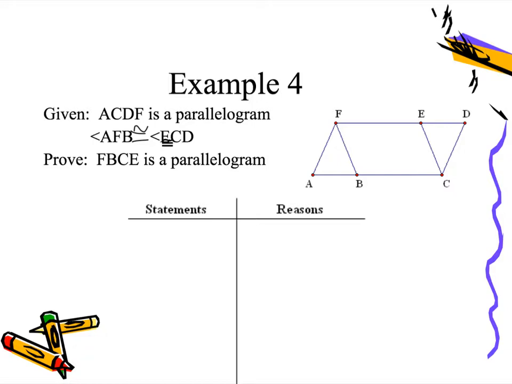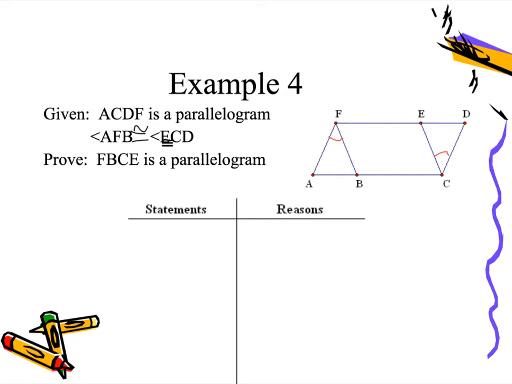Alrighty, so I've got ACDF is a parallelogram, so I get all the information of a parallelogram. Opposite sides congruent, opposite sides parallel, opposite angles congruent, all sorts of good stuff, right? I've also got that angle AFB is congruent to angle ECD, those two angles. And I want to prove that inside guy to be a parallelogram. Okay?